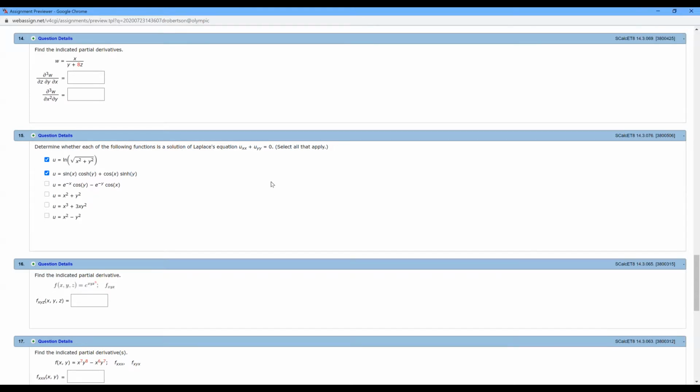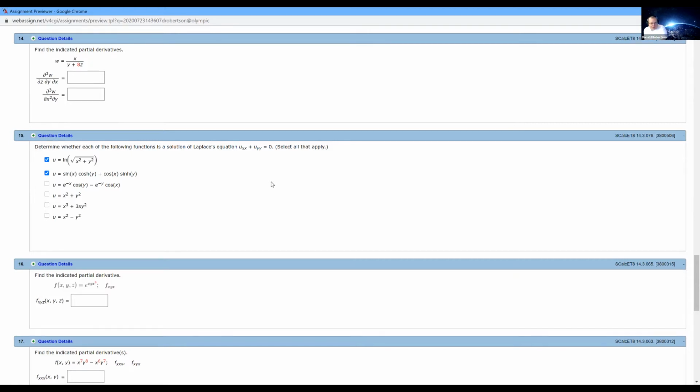e to the negative x cosine y minus e to the negative y cosine x? No, I'm not doing it. It sounds very cruel. Because that's the hardest one of the set, and I'm lazy. That's why I picked it. I don't blame you. I would have chosen it too. I'm going to pick x squared plus y squared. I want you to get practice as well. You know, if I'm being fair, I want to do that.